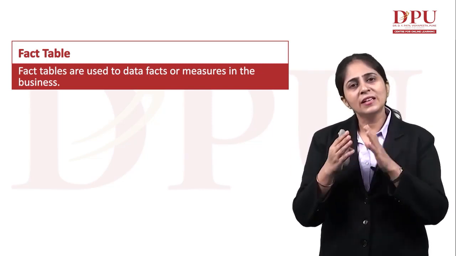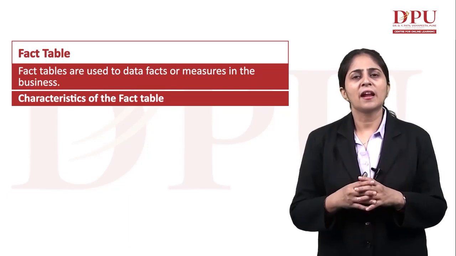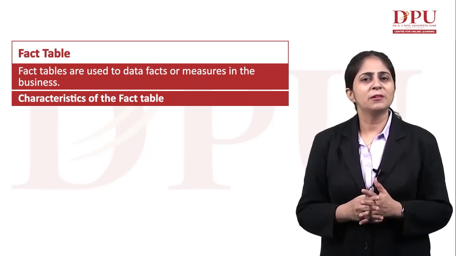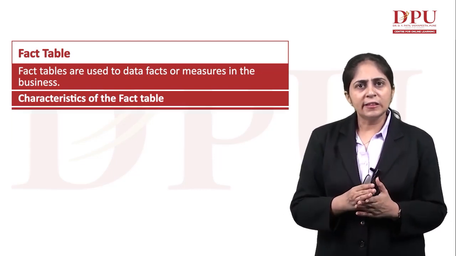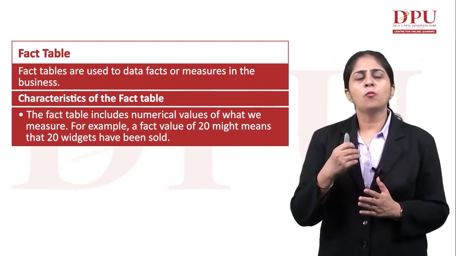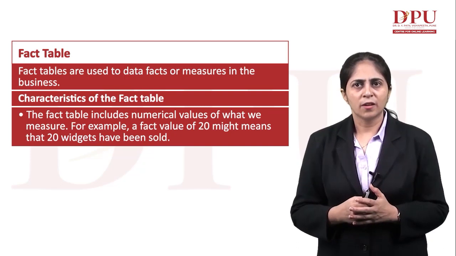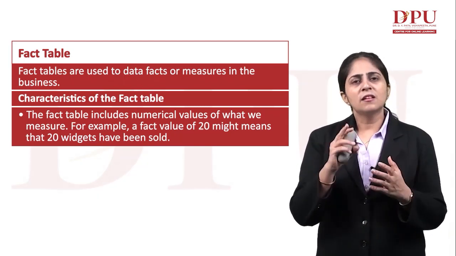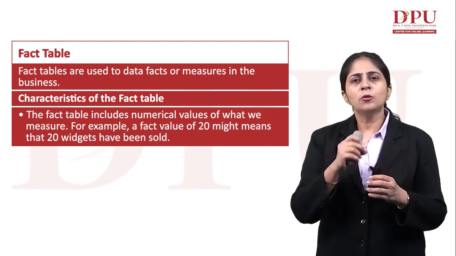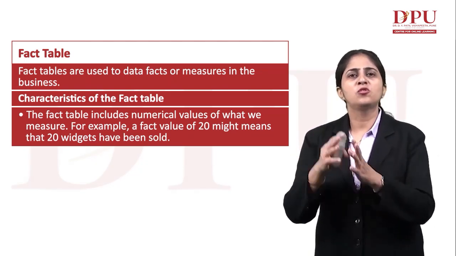Now we are talking about the main characteristics of the fact table that we have designed. The fact table will include the numerical value of what we measure. For example, a fact value of 20. If somebody says the fact value is 20, it means that 20 widgets have been sold.